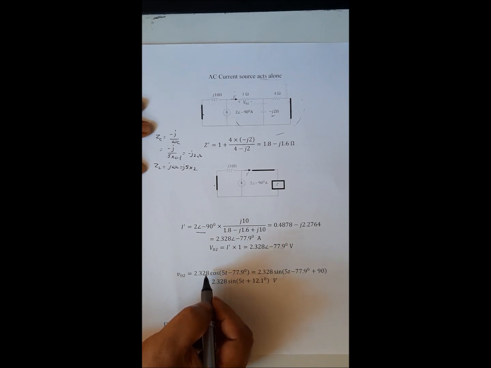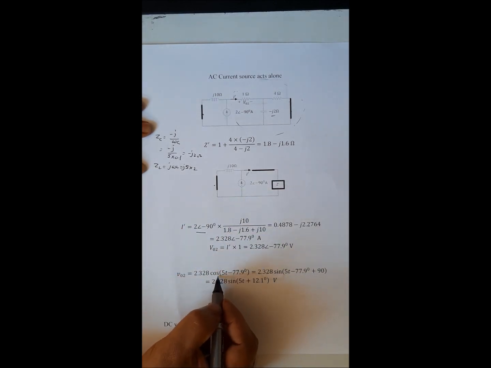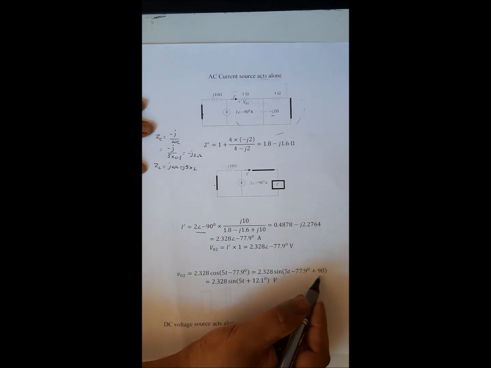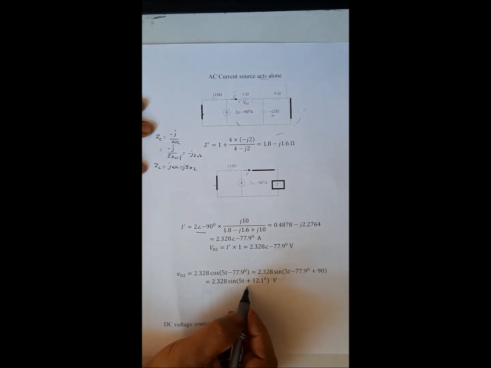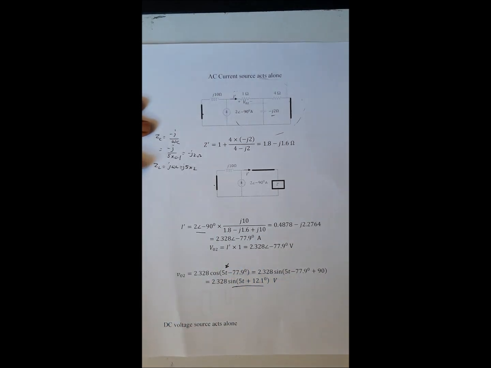So if you wanted to solve with cosine reference, then you will get cosine here, and then I reduce to sine, and it is the sine. This is the value for this one. So you see here you cannot add them together because the previous value we solved for 10 omega, now it is for 5 omega, so they should be added separately. Now we have to solve for the DC source.